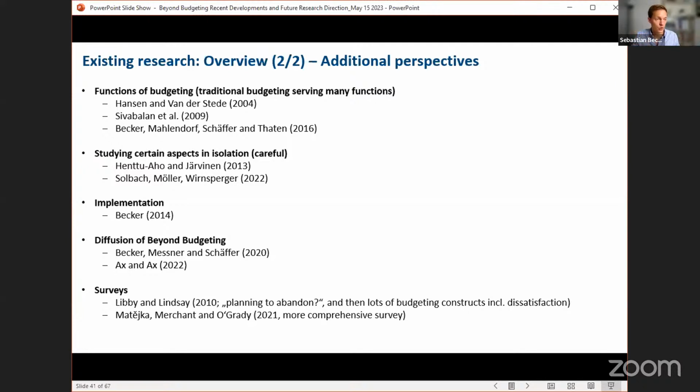Then there's other work, the Solbach et al. paper right here, that looks at what happens if we move away from individual variable bonuses to team-based bonuses and no variable bonus, and team-based performance evaluation. So very crucial and interesting insights of Beyond Budgeting that could be studied with quantitative methodology. So this could be an interesting avenue for further research as well, right?